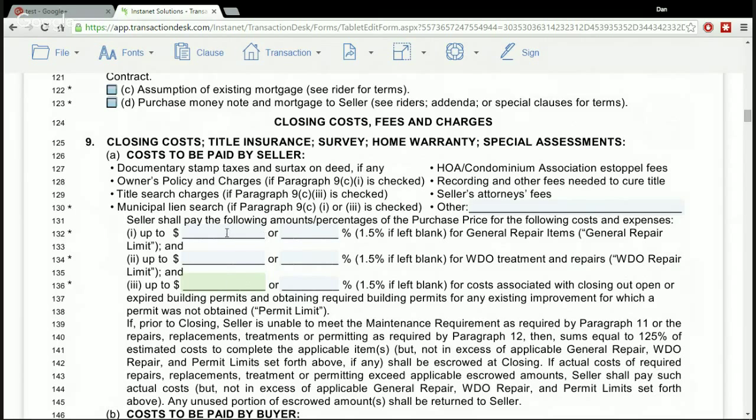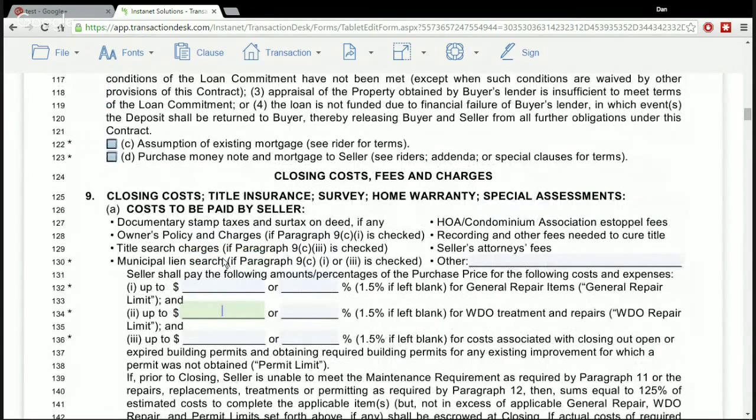So let's just say, for instance, that you have $1,000 each for these. And the general repairs, the actual repairs come out to $3,000. But there's no needed repairs for the WDO or for the permits. However, the buyer has a $1,000 allowance built into the contract. The seller is not obligated to take those other 2 sets of $1,000 allowances and apply it to the $3,000 worth of damage under the general repair. They're separate entities. That's what I'm trying to explain here.